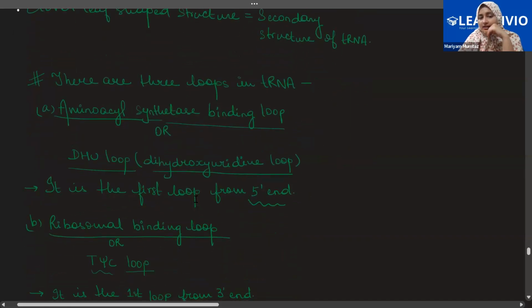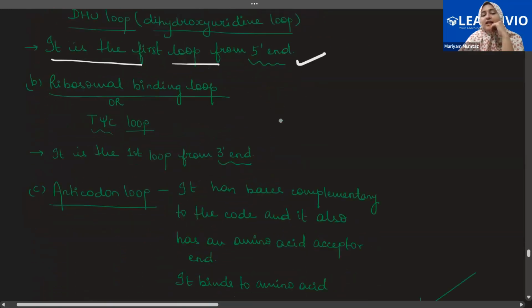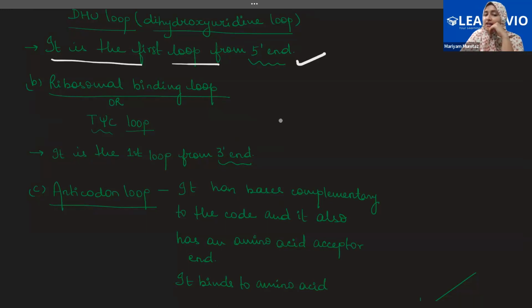Now, when you look at that structure, you will find that there are three loops present in the tRNA. The first one is the amino acyl synthetase binding loop, or you can also call it the DHU loop, that is the dihydroxyuridine loop. So it is the first loop from the 5' end. Then the second one is the ribosomal binding loop or T-Chi-C loop. It is the first loop from the 3' end.